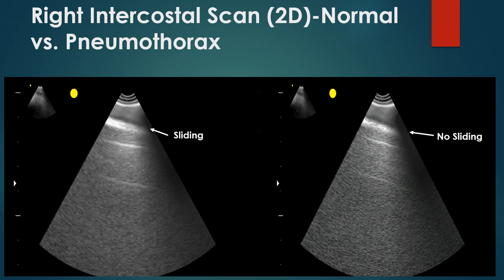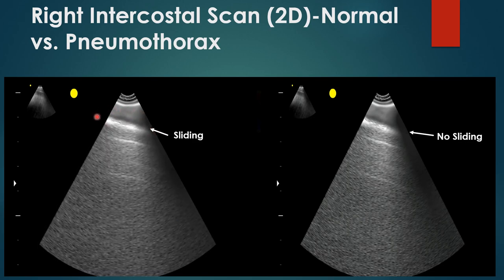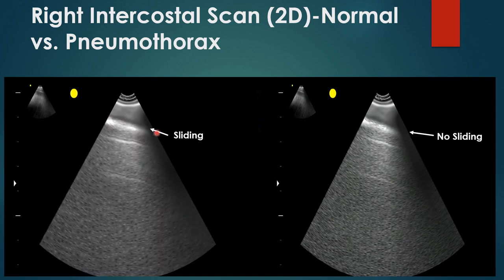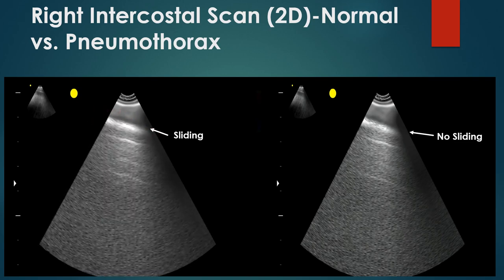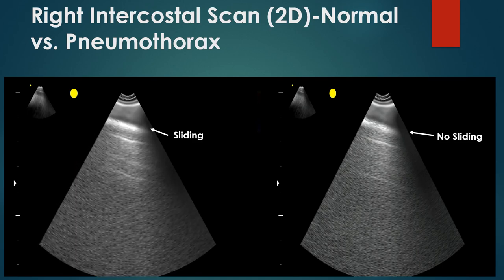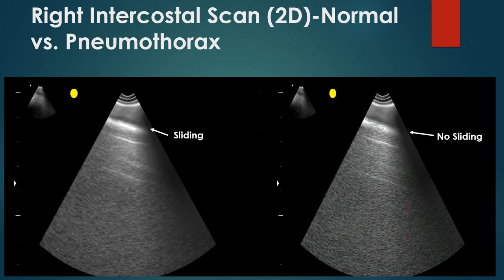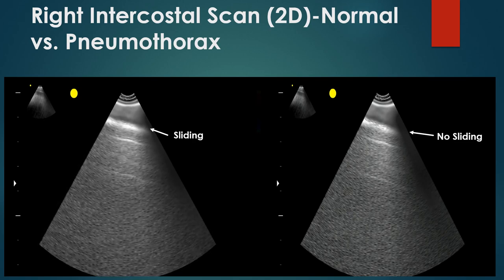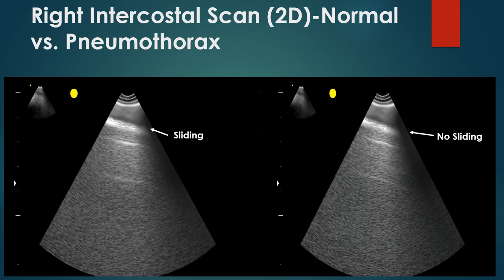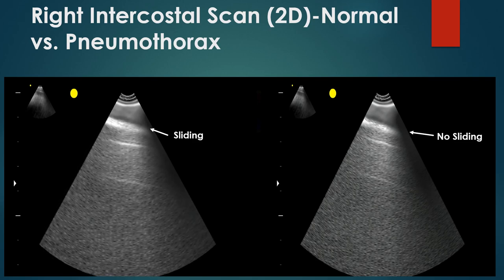But you have a normal scan on the left here, where you've got sliding along the pleural line, parietal pleural here, visceral pleural over here. You've got some nice A lines here. And over here on the right, you notice that I've got no real sliding at all. Nothing's really moving. Don't really have much of a lung pulse to see, but there's no sliding. I'm saying that the patient's got a pneumothorax on the affected side.